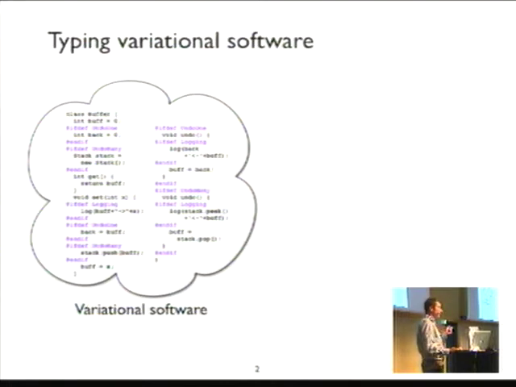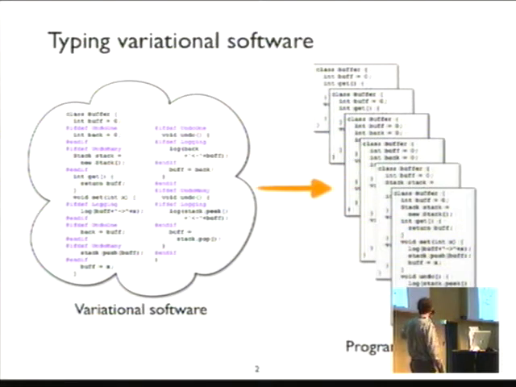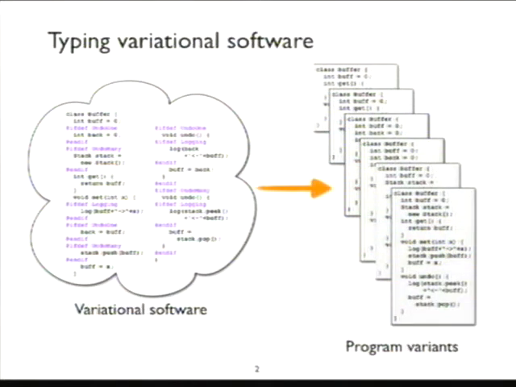And so by setting the macros that are referred to in the if-def statements to different values, we can run the C preprocessor and generate lots of different program variants. And each one of these variants might have different features or might run on a different platform. Our goal is we want to make sure that every variant that can be generated from a piece of variational software is type correct.